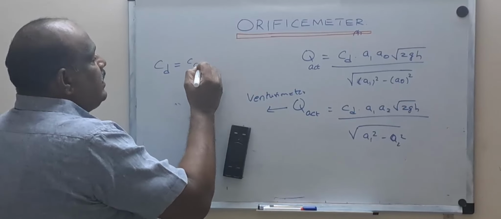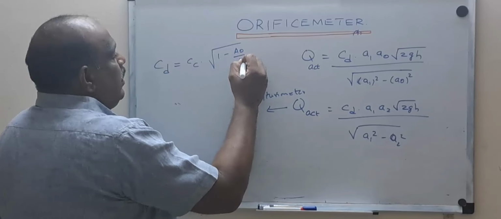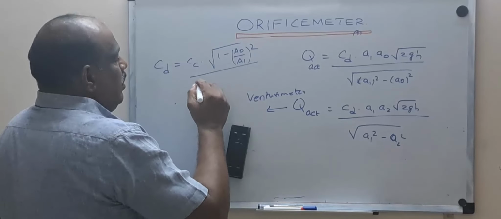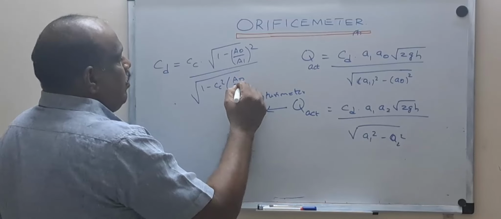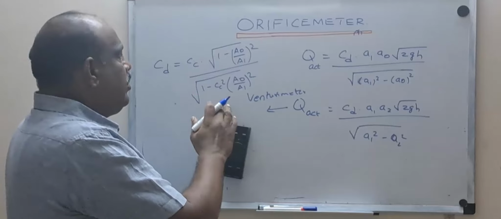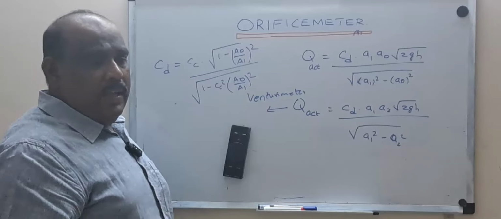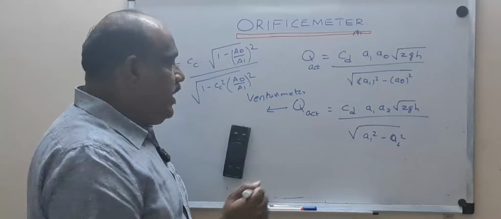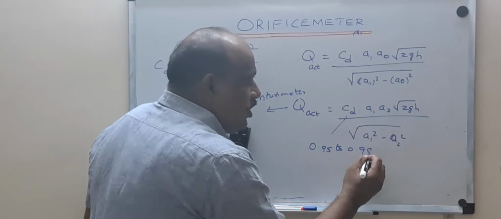So you should know the formula for CD. CD will be equal to CC into square root of 1 minus A0 by A1 the whole square divided by square root of 1 minus CC squared into A0 by A1 the whole square. So you should be able to recall it, or else go through the derivation and find the value of CD. So what is CD? Coefficient of discharge. What is the coefficient of discharge of Venturimeter? The CD of Venturimeter is 0.95 to 0.98. This is the general range.